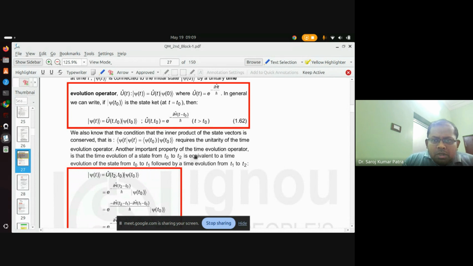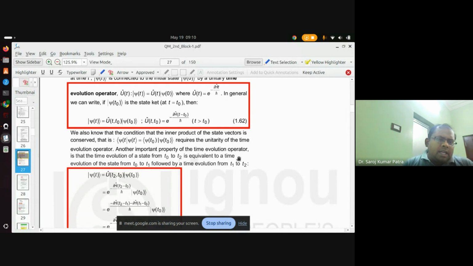Another important property of the time evolution operator is that the time evolution of a system from T0 to T2 is equivalent to a time evolution from T0 to T1 and T1 to T2. So it's kind of cascading. If you want to go from 0 to 5 seconds and then 5 seconds to 10 seconds, it is equivalent to going from 0 to 10 seconds.